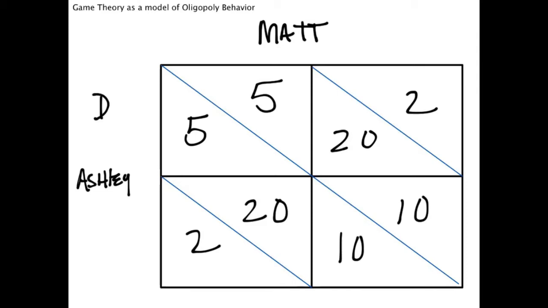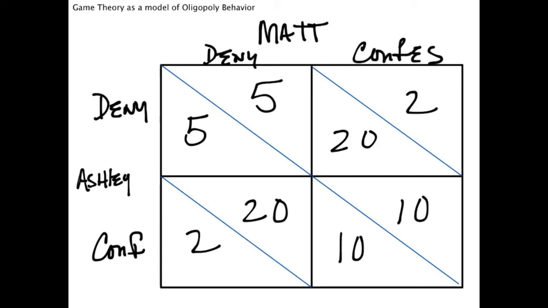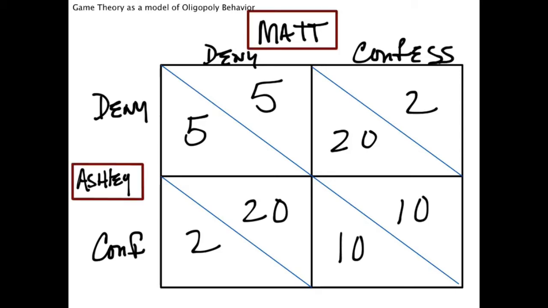So basically you have deny, you have confess, you have deny, and you have confess. Just put boxes across the names so we can delineate here.